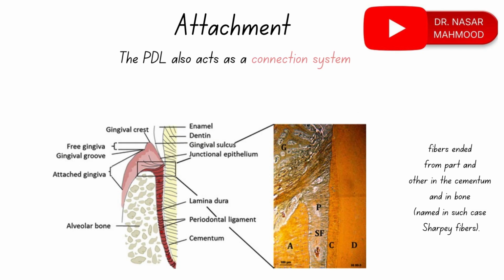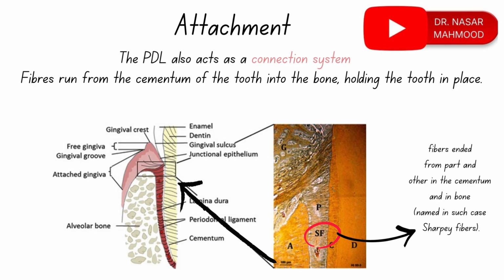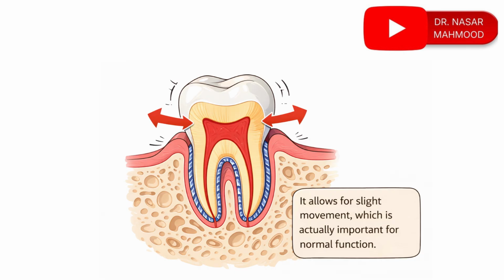Attachment. The PDL also acts as a connection system. Fibers run from the cementum of the tooth into the bone, holding the tooth in place. But this attachment is not rigid. It allows for slight movement, which is actually important for normal function.